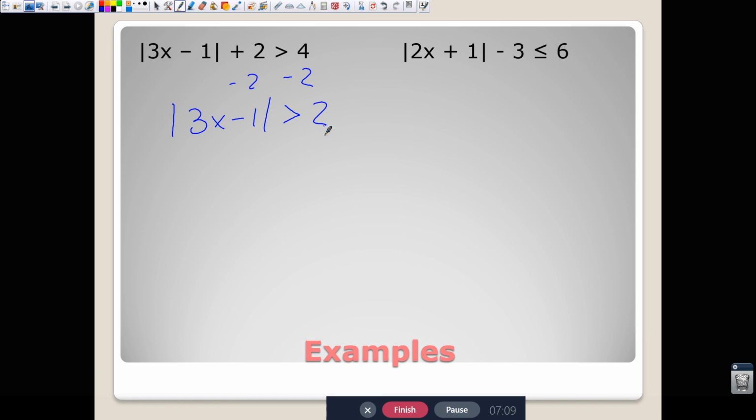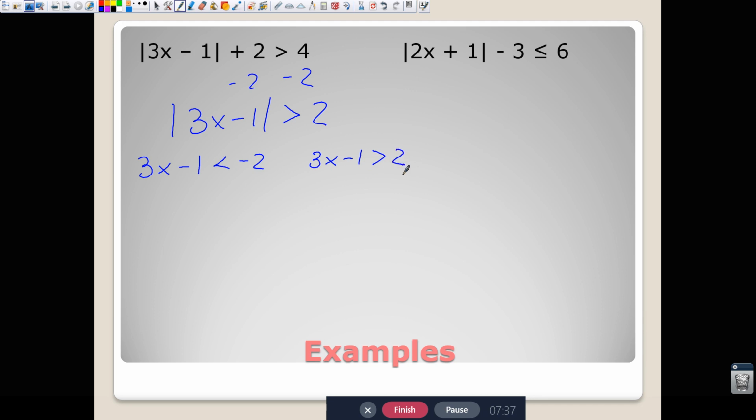So is this going to be an and or an or? It's greater than, so it's an or. If it's greater than or greater than or equal to, then it's or. If it's less than or less than or equal to, then it's an and. This is an or, so I'm going to have 3x minus 1 less than negative 2. So we flip our sign with our negative. And 3x minus 1 greater than 2.